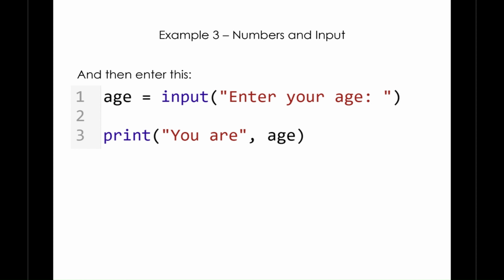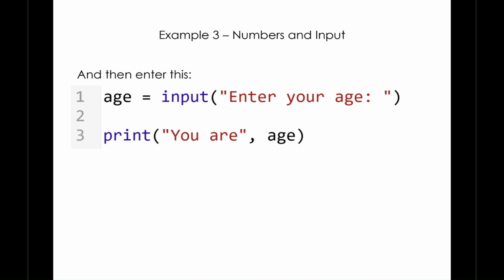Let's have a look at example number 3. Enter this into Create with Code. Even though age looks like a number, input always stores text and not numbers. This is very important later on. Currently, age isn't stored as a number, it's stored as text. How do you think you'd enter age as a number rather than just text? Think about it.